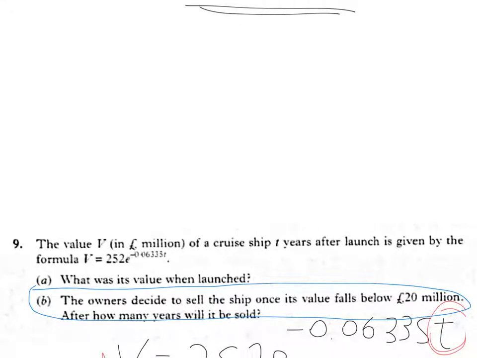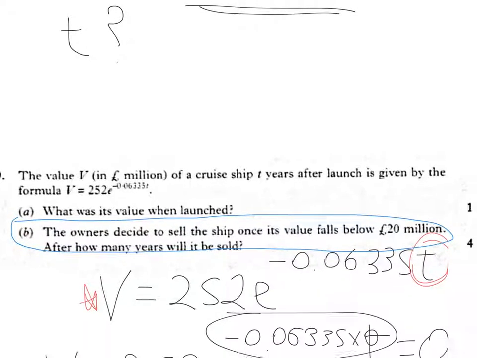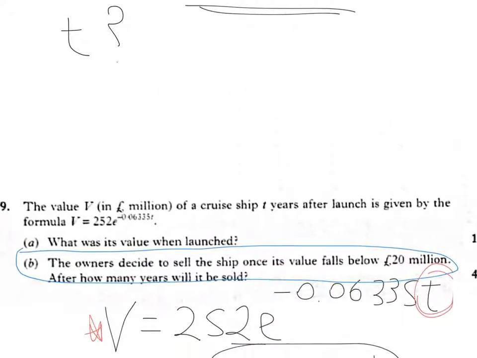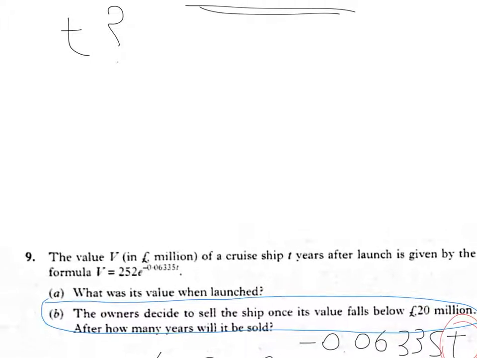Part B says the owners decide to sell the ship once its value falls below 20 million pounds. After how many years will it be sold? So this time I'm looking for a time. The time is up in the power line. So that means that this is a natural logs question.